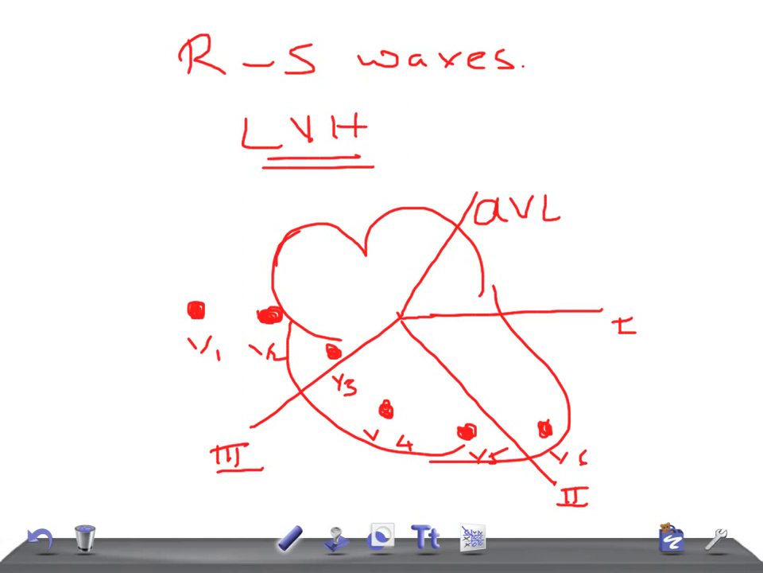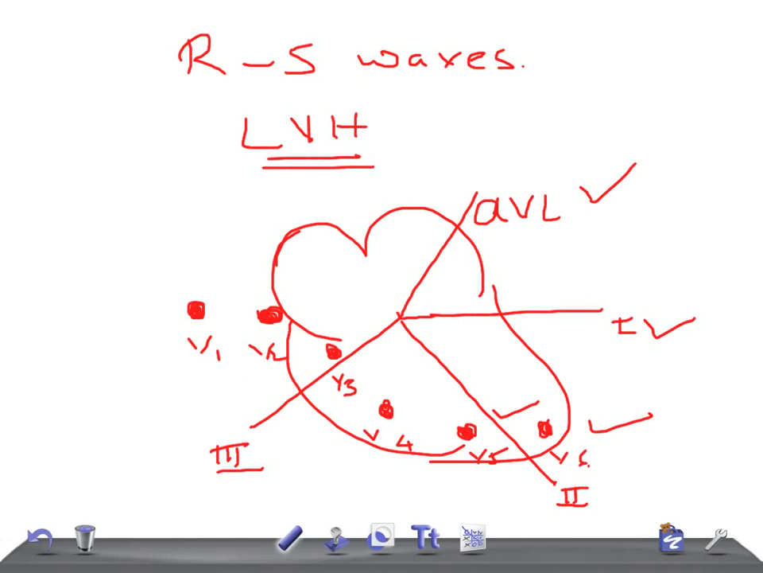Now let's talk about this. If the left ventricle has undergone hypertrophy, that causes tall R waves in leads that look at the left ventricle. Now tell me, which are the leads that are looking at the left ventricle? Of course, it's lead 1. Excellent. Then lead AVL, remember. And then we have lead V5 and V6. So these leads are looking at the left ventricle. But lead 2 looks at minus 30 to 150, that's why you should remember.